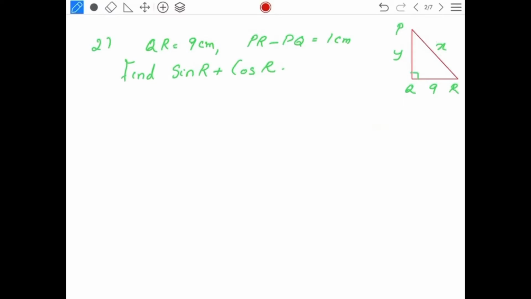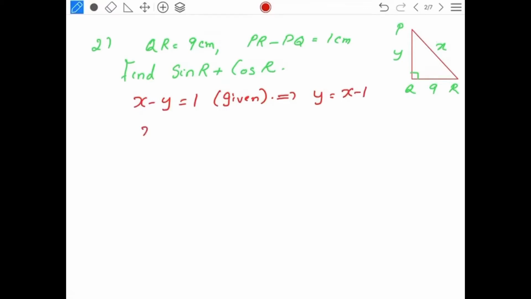Now here it is a triangle. It is given QR is equal to 9 centimeters and PR minus PQ is equal to 1 centimeter. Now we have to find sin R plus cos R. So we'll give the values of PR and PQ as x and y, and QR is already given 9. So PR minus PQ, x minus y equal to 1. It is given. So from this we can write y equal to x minus 1.